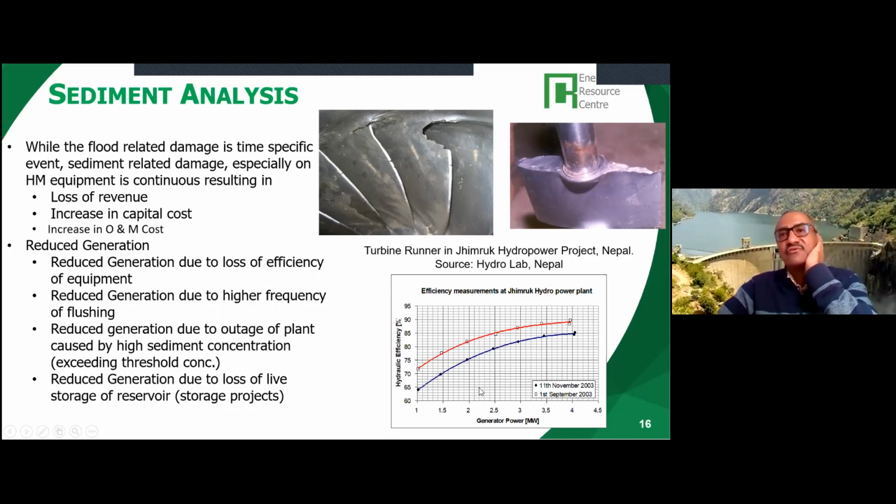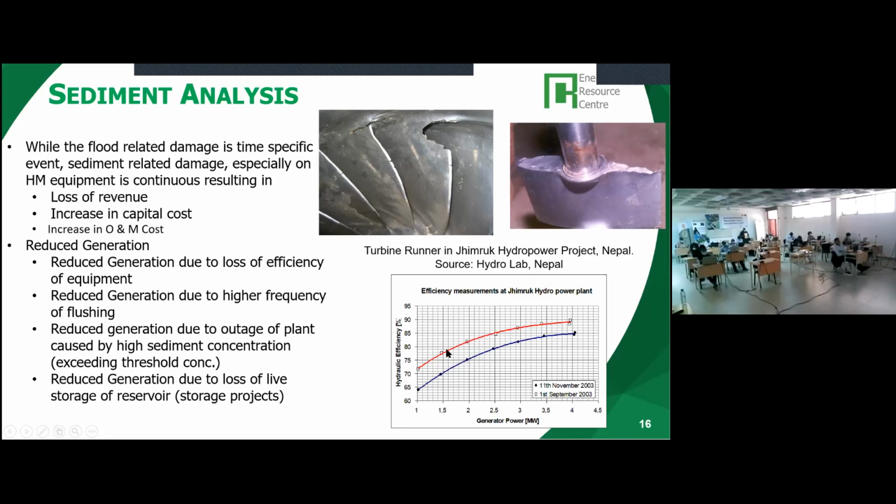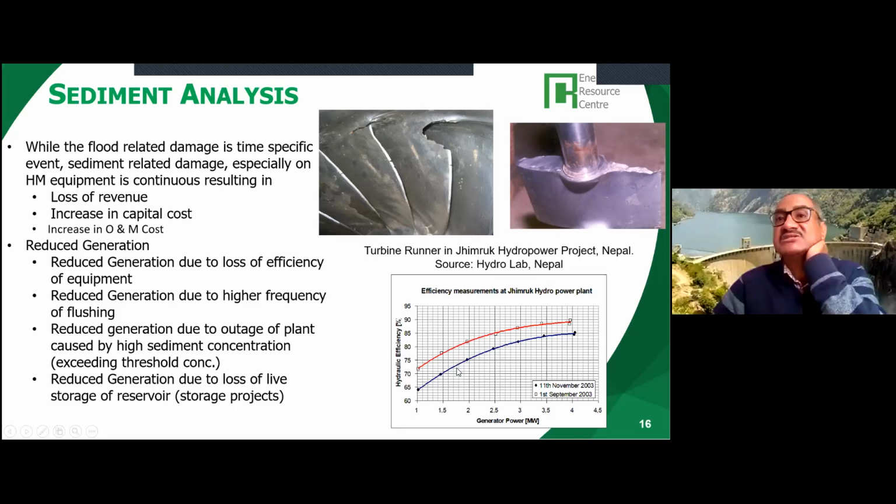On the right-hand side, in the lower figure, what you can see here is that the hydraulic efficiency of Chimbrook has really decreased. The blue one is after a big flood event, when there was a lot of sediment that destroyed the runners of the turbines. So the efficiency decreased, so the power generation reduced. So sediment is also a very important design parameter for hydropower projects.